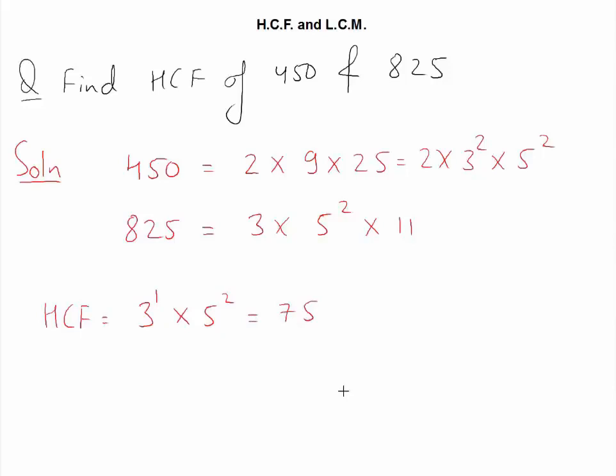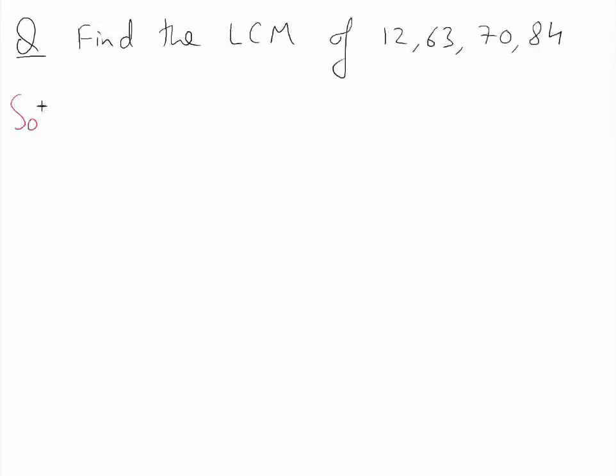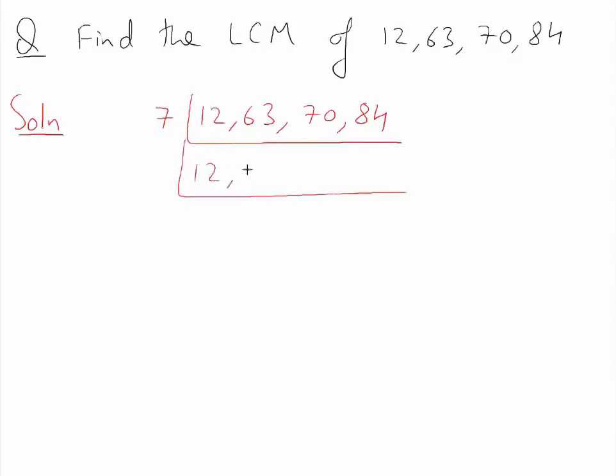Now let's do an example on LCM. So let's say we need to find the LCM of 12, 63, 70 and 84. So we all know the method to find the LCM. So first we write these numbers and then we keep dividing them by common factors and whichever number we can. So first let's divide it by 7. So this will give me, this will not get divided. This will give me 9, this will give me 10 and this will give me 12.